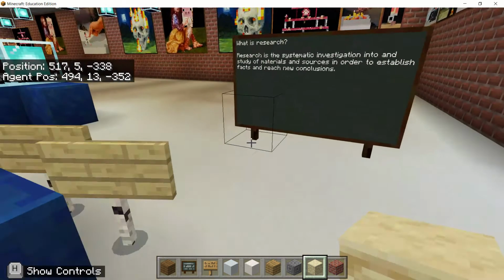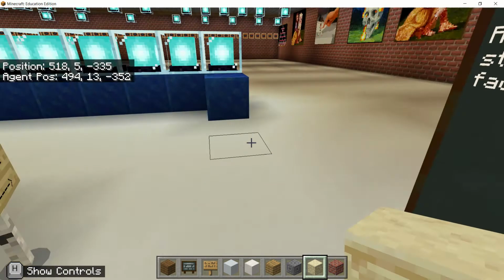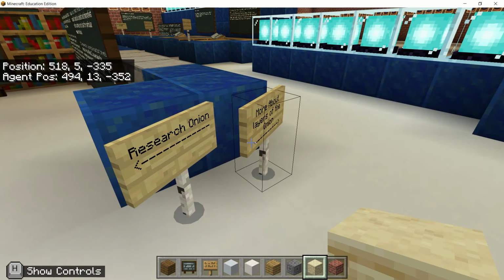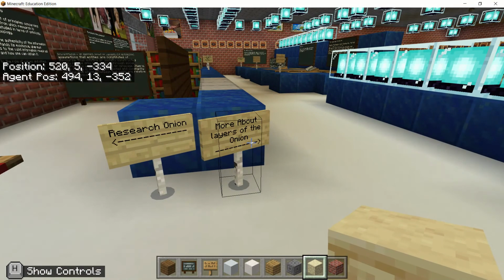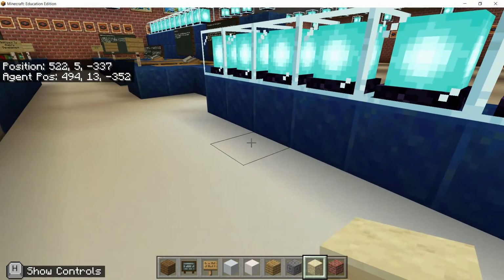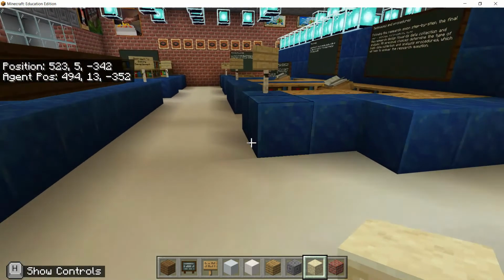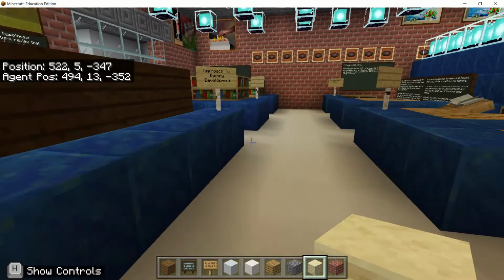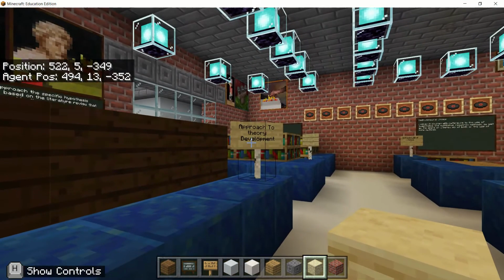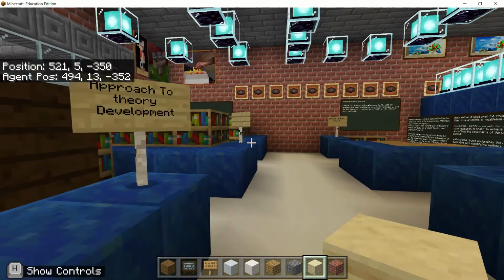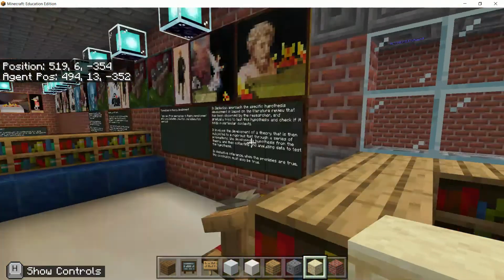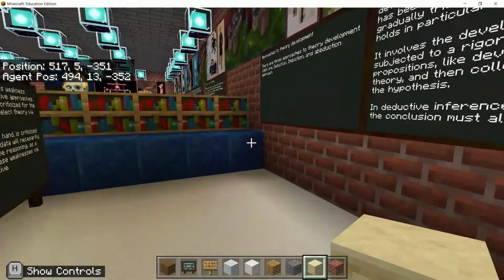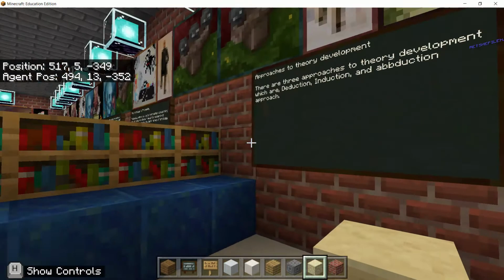So right now we're going to go into the next room. There are arrows here which show us which way to go. This one says more about layers of the onion. So we're going this way. And then the second layer of the onion is approach to development theory. So we're going to go into this room where we'll learn more about approach to development theory.